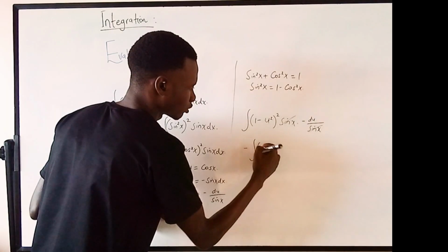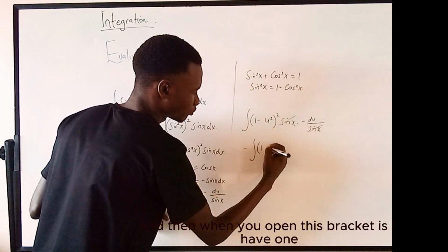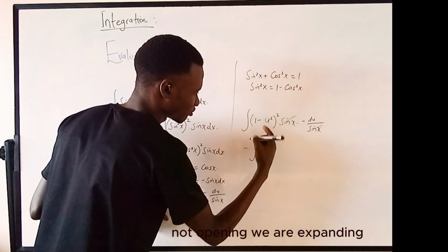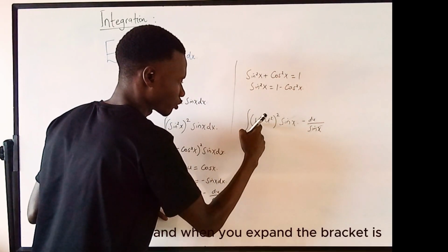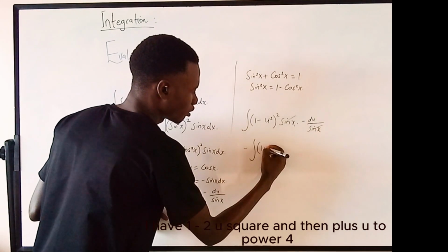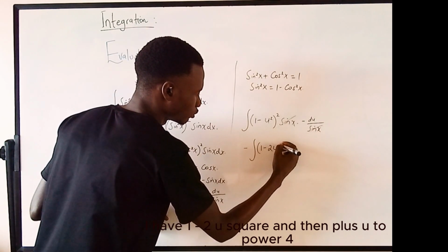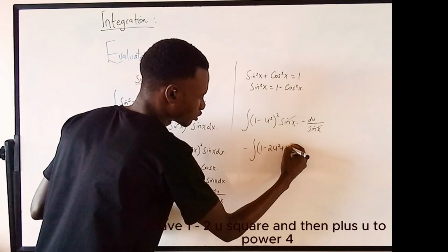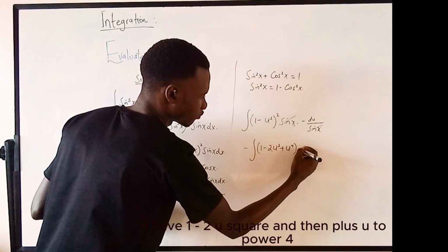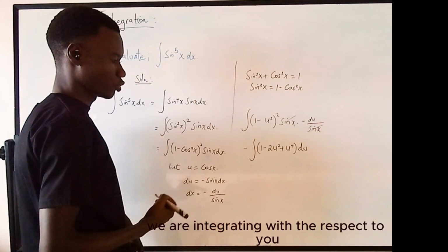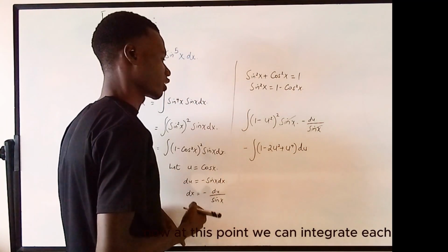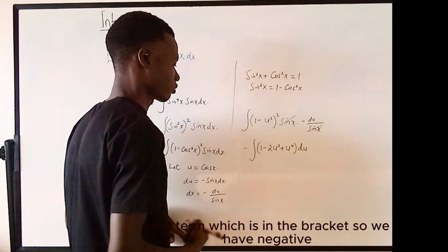So we remain with negative integral of, and when you expand the bracket, not opening, we are expanding. So this negative is here, and then the integral, and when you expand the bracket, you shall have 1 minus 2u squared, and then plus u to power 4. Now we are integrating with respect to u. At this point, you can integrate each term which is in the bracket.